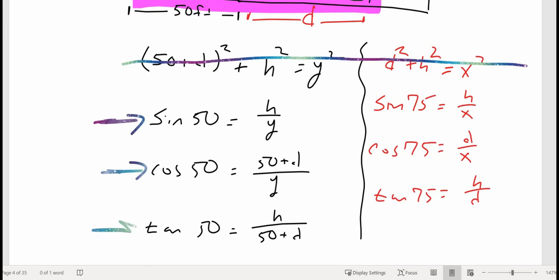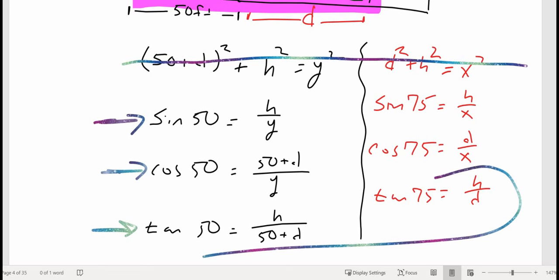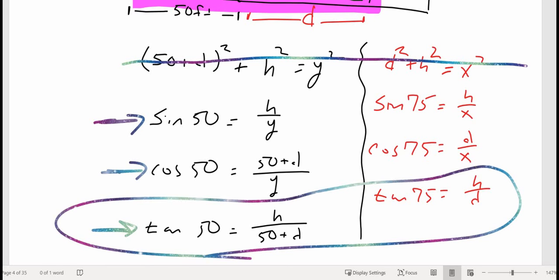But then I look at tangent, and I go, ooh, H and D on this side, H and D on this side. At least they involve the same stuff. So this is where I'm going to focus my efforts, because there's only 2 variables involved, where the rest of them had 3 or more, right?